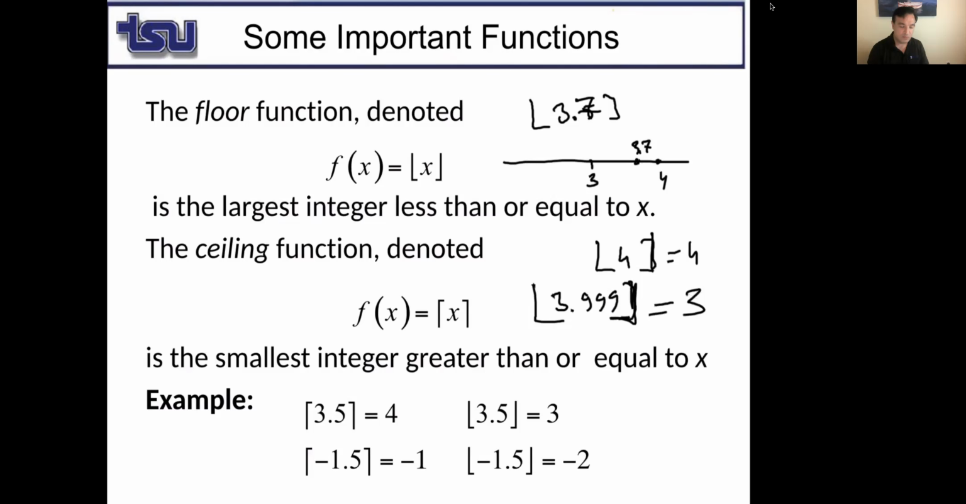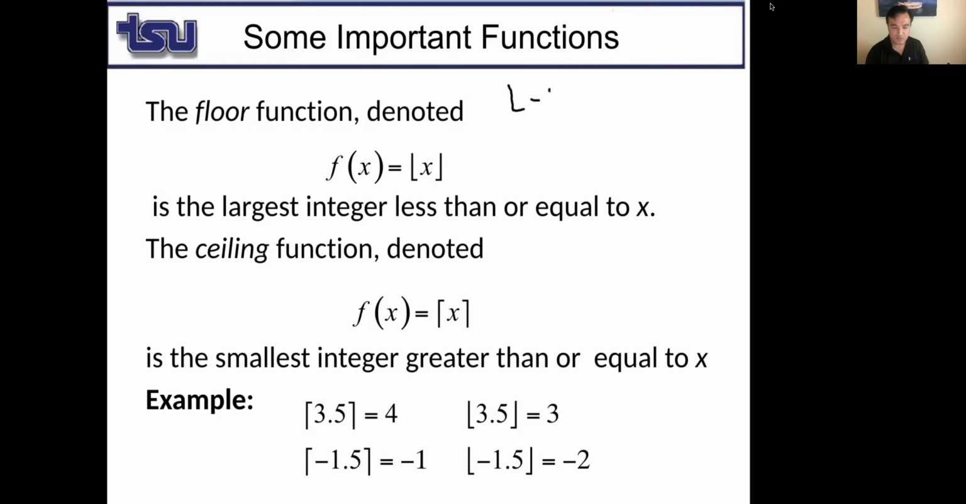The floor of this is still 3. What is the floor of negative 2.1? Well, this is maybe a little tricky. It's not tricky, but let's say negative 2.1. On the real line, this is negative 3, this is negative 2, negative 1, and this is negative 2.1. What is the largest integer less than or equal to negative 2.1? That's negative 3, as you see here. So this will be negative 3.